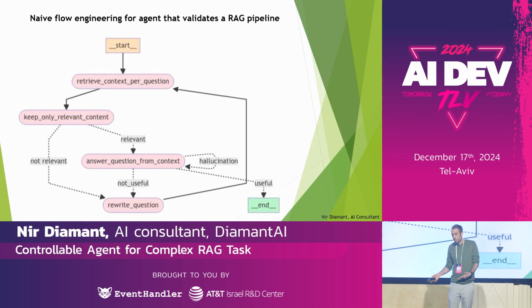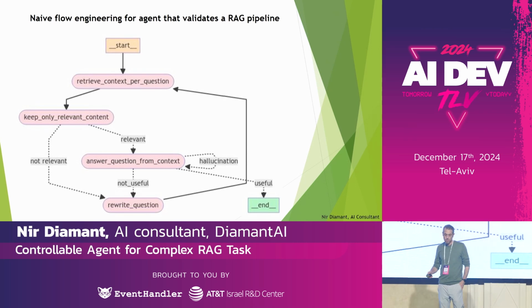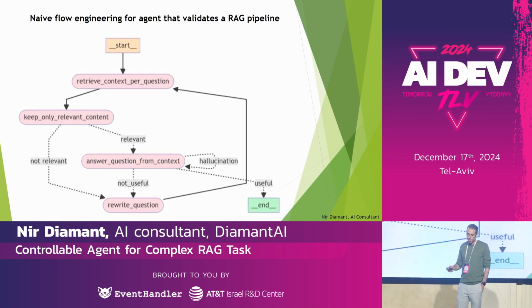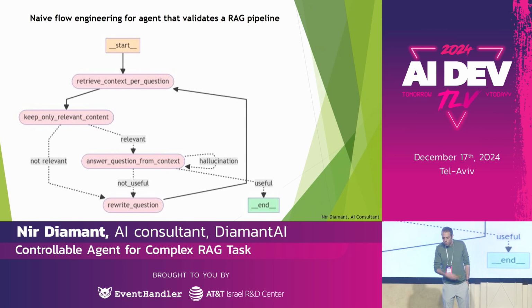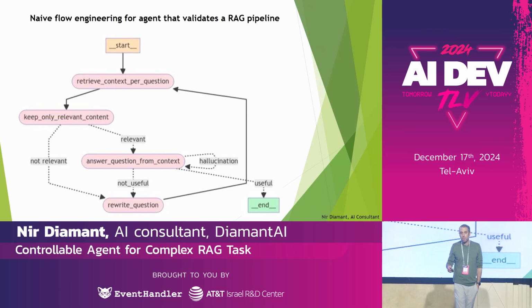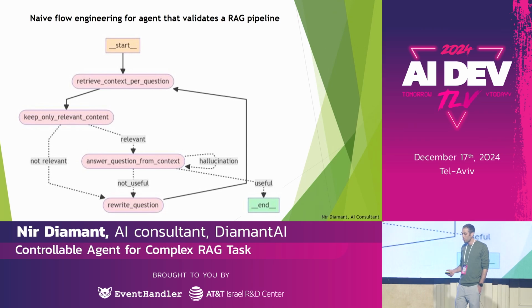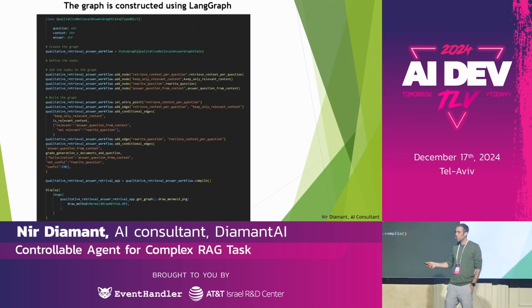Then we check, is it relevant? The context that we drew from the vector store, is it relevant for the query? If yes, answer, and verify it's not hallucination. If it's okay, we're done. If it's either not relevant or not useful, we can rewrite the query, going back for another loop, try it again, and continue like this. And this is the implementation. Obviously, I'm not going to go over this. It just shows you how simple it is to write in LangGraph. I'm a LangGraph advocate, by the way.